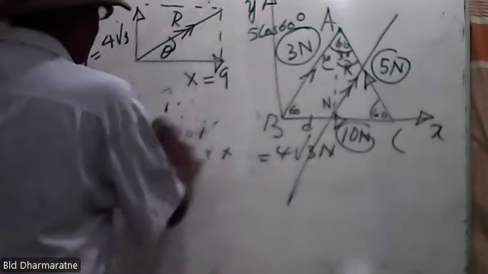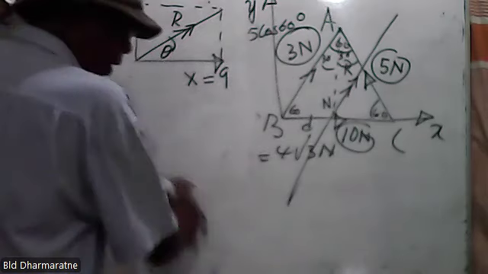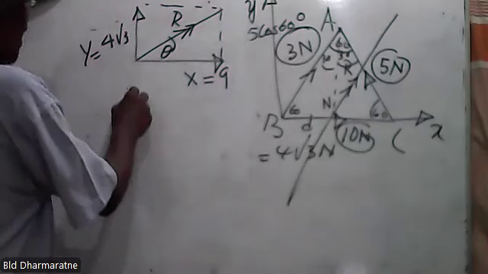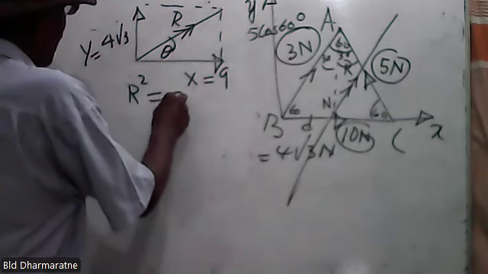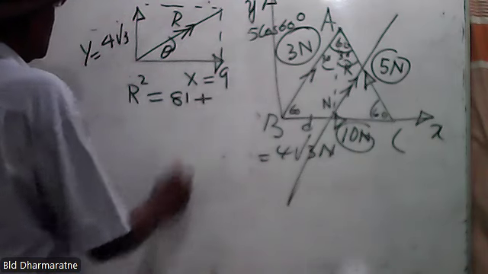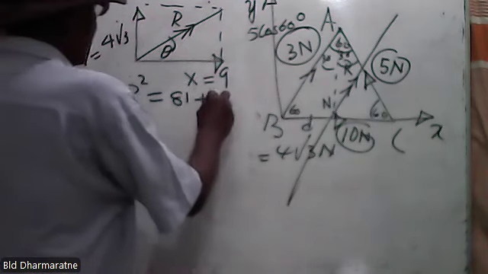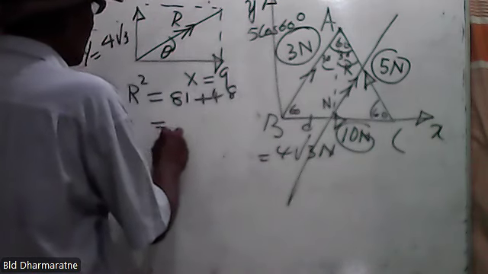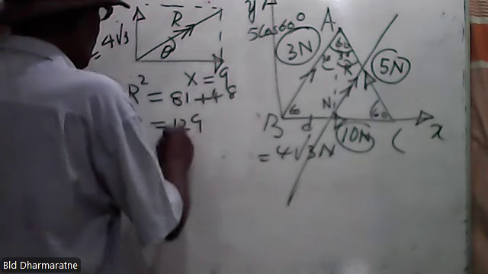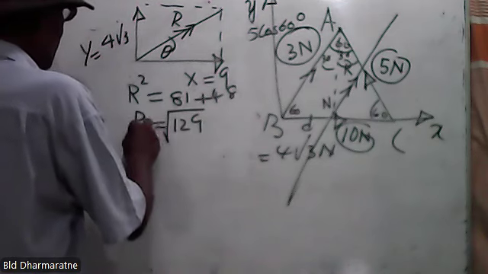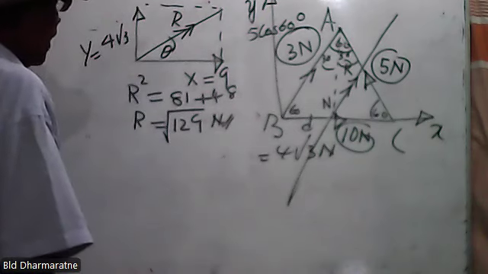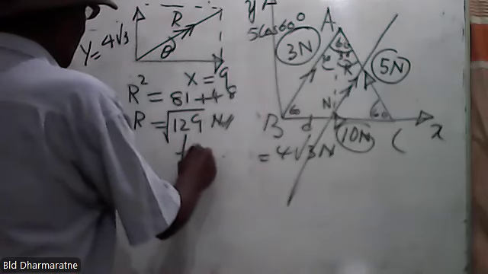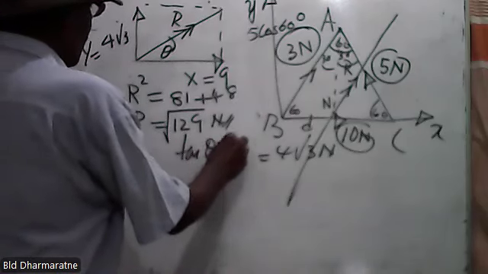Now we get it after calculating like this. You remember this thing? R squared equals x squared plus y squared. X is 9, so 9 squared plus 4 root 3 squared. 16 into 3, 48. 81 plus 48 is 129, so the resultant is root 129 Newton. Right? Tan theta is equal to y over x, that is 4 root 3 over 9. This completes part 1.